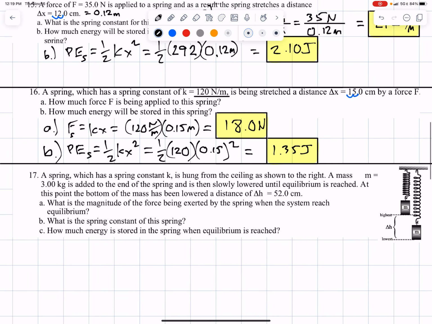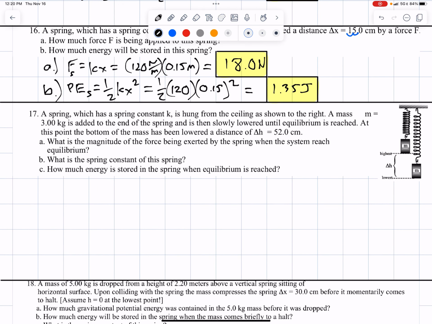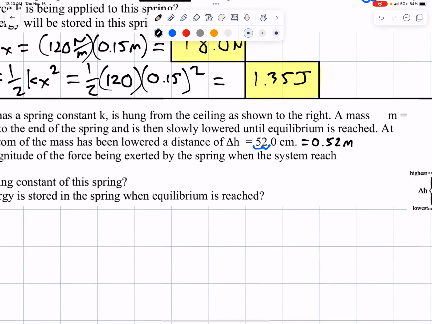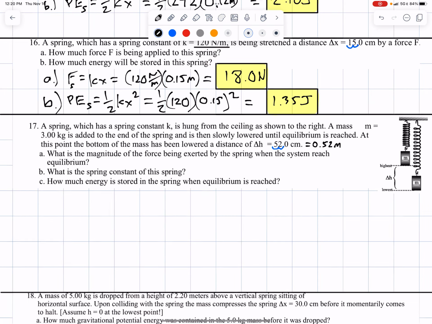All right, number 17. A spring which has a spring constant K is hung from a ceiling as shown to the right. You can see the picture right here. A mass of M equals 3 kilograms is added to the end of the spring and then slowly lowered until equilibrium is reached. At this point, the bottom of the mass has been lowered a distance of delta H equals 52 centimeters. Okay, I can see right away we're going to need to change that. Okay, that would be 0.52 meters.